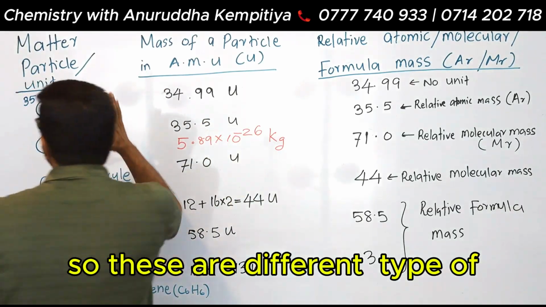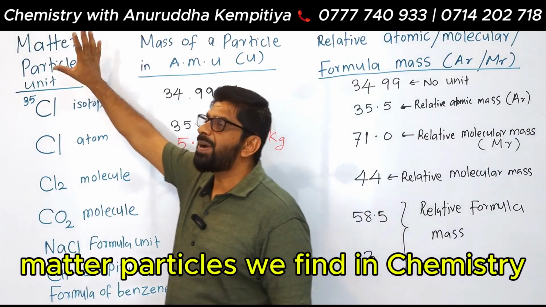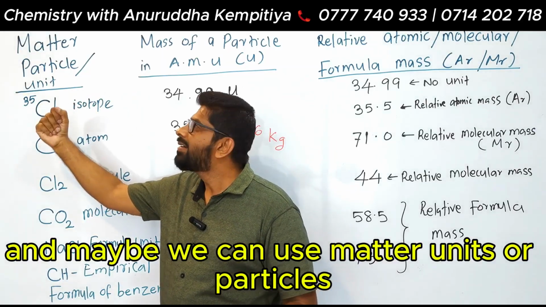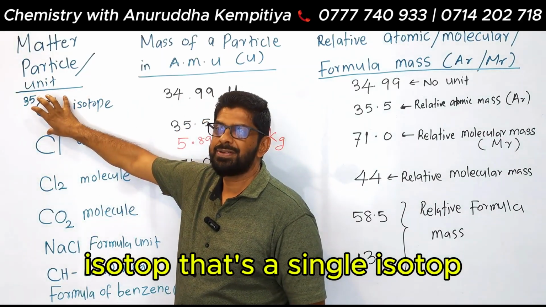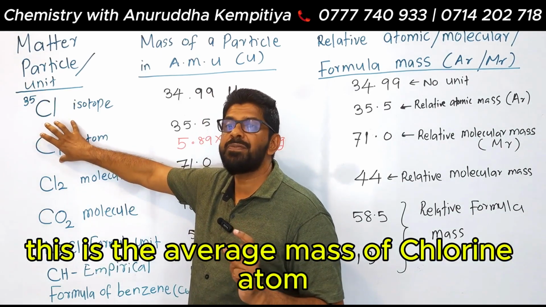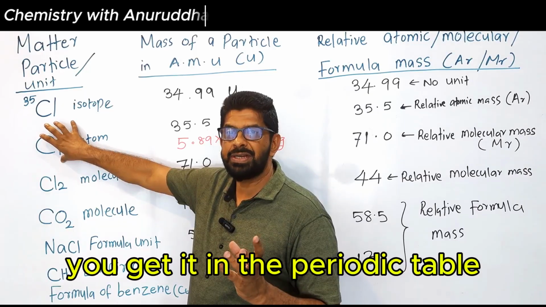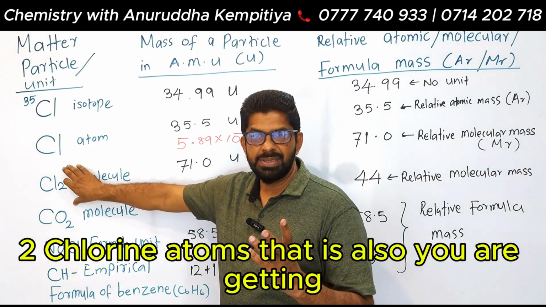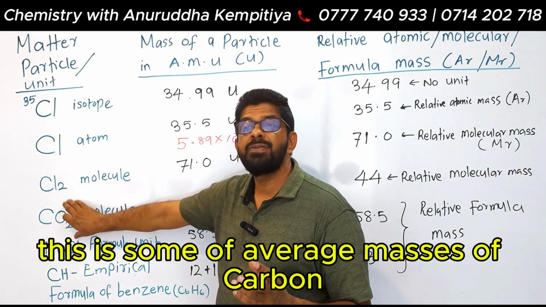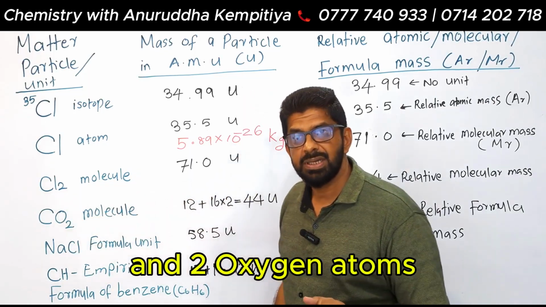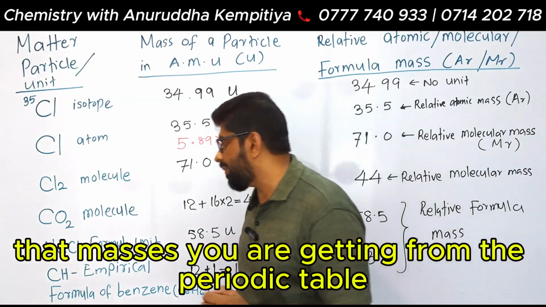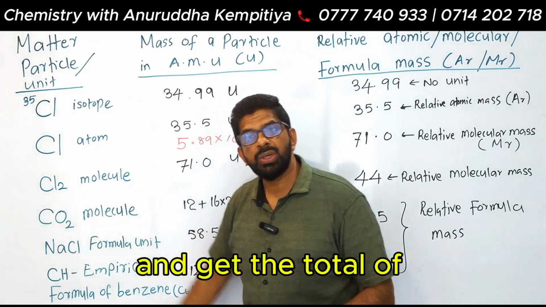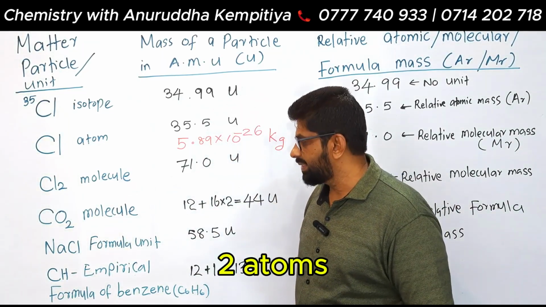So these are different types of matter particles we find in chemistry. That's a single isotope. This is the average mass of a chlorine atom, which you get in the periodic table. And this is the sum of the average masses of two chlorine atoms. This is the sum of the average masses of carbon and two oxygen atoms. That mass you also get from the periodic table. And these are also average masses you get from the periodic table, and you take the total of the two atoms.